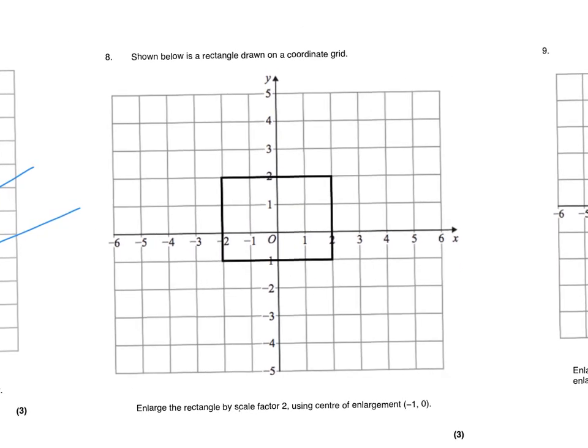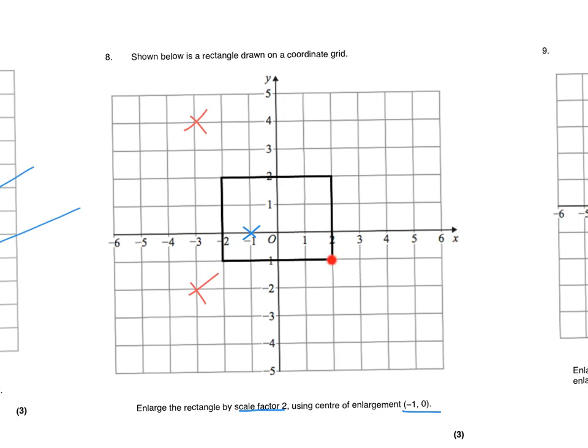Enlarge the rectangle by scale factor 2 using the centre of enlargement -1, 0. So -1, 0 is right there. Now scale factor of 2, if I go from here to the top left hand corner, I go up 2 and across 1. So I'm going to double that by going up 4 and across 2. That's going to bring me here. I'm going to do the same thing from this X to the bottom left hand corner. So down 1, left 1. I'm going to go down 2, left 2 because it's a scale factor of 2. It's going to bring me here.